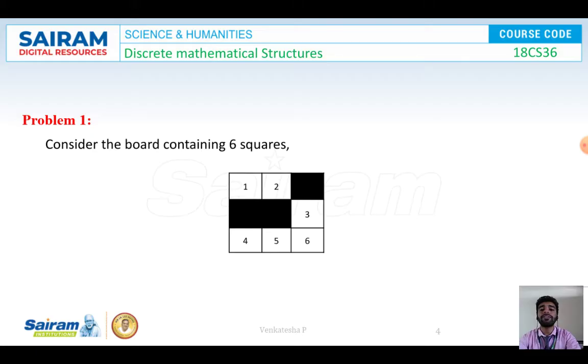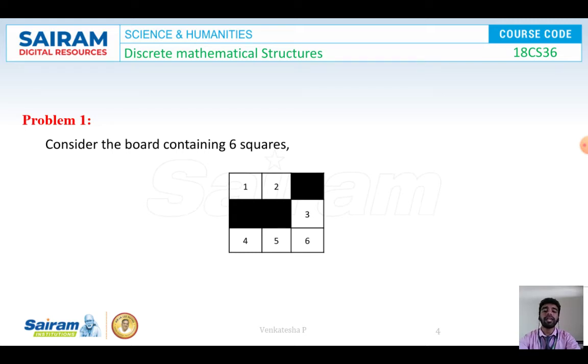Problems. Now we will be seeing how to frame the Rook polynomial. For that I will be taking a board containing 6 squares. We can see the figure now. From this figure I will be framing a Rook polynomial. The first thing is we have to identify r1, r2, r3. r1 is nothing but the number of empty squares in the board.